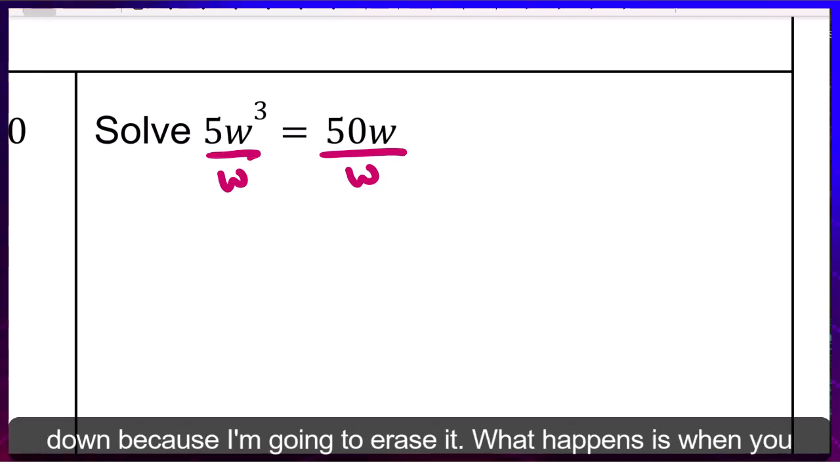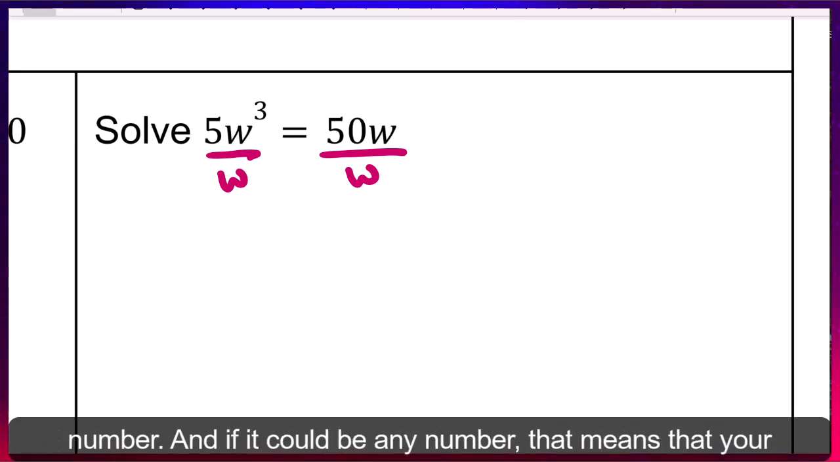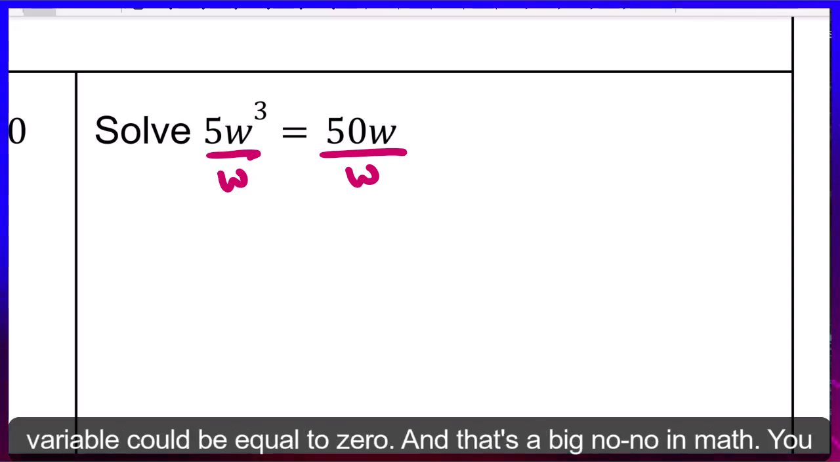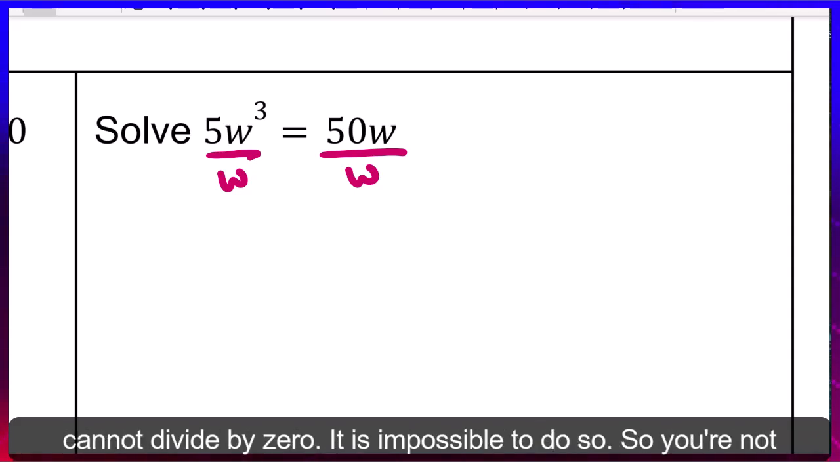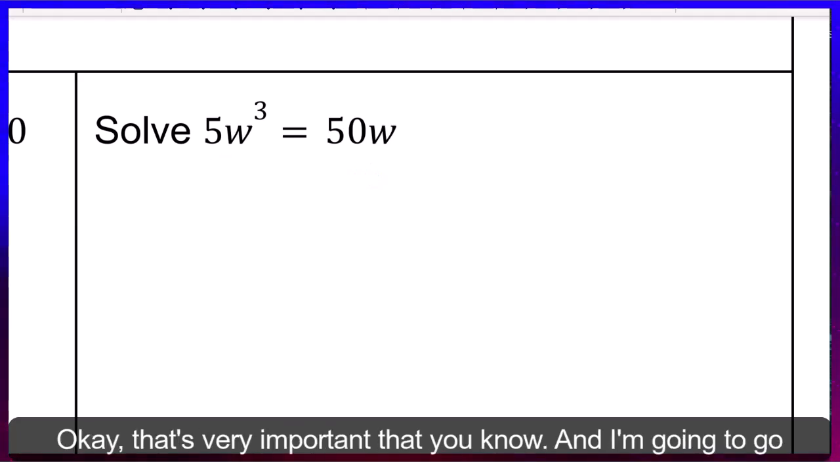What happens is when you divide by a variable, that variable is undefined. It could be any number. And if it could be any number, that means that your variable could be equal to 0. And that's a big no-no in math. You cannot divide by 0. It is impossible to do so. So you're not allowed to do that. So I'm just going to go ahead and erase it. Okay, that's very important that you know.